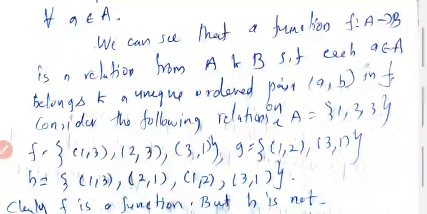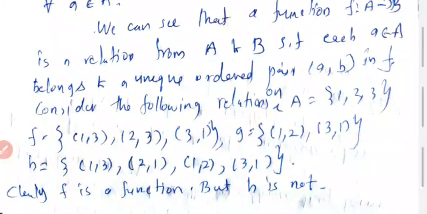Now, consider the following relations on A equal to {1, 2, 3}: f equal to {(1, 3), (2, 3), (3, 1)}, g is equal to {(1, 2), (3, 1)}, h is equal to {(1, 3), (2, 1), (1, 2), (3, 1)}. So, what can you say about f? Is f a function or not? Note that A is {1, 2, 3}. So, check whether each of these elements has an image. 1 has an image, 2 has an image, 3 has an image. Definitely under f, 1 has image 3, 2 has image 3, 3 has image 1. So, definitely f is a function from A to A, right?